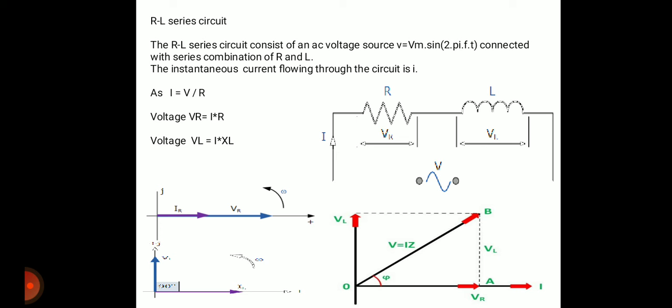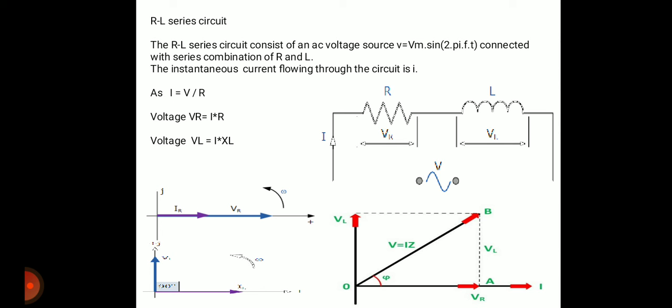So first we have to draw the individual phasor diagram for resistor R and inductor L. We can see the first phasor diagram given on the left hand side, which is for the resistor R. It shows the phasor diagram for the resistor: the current flowing through the resistor, which is IR, and the voltage across the resistor, which is VR.